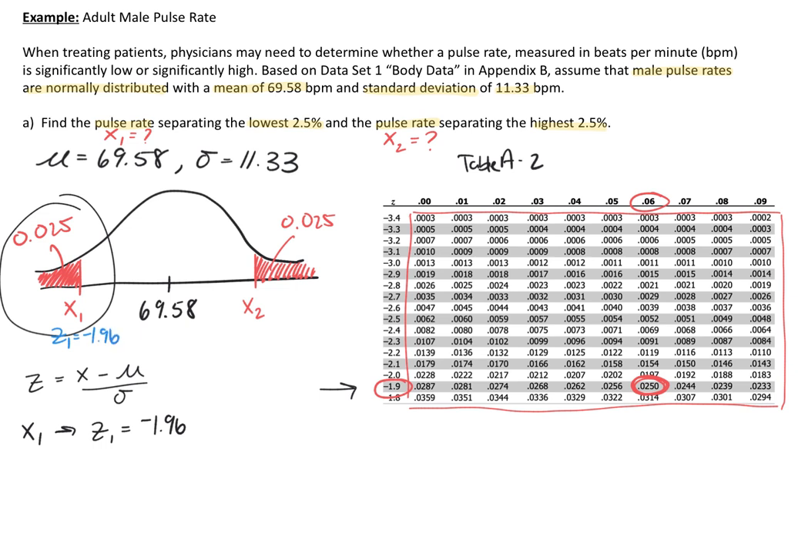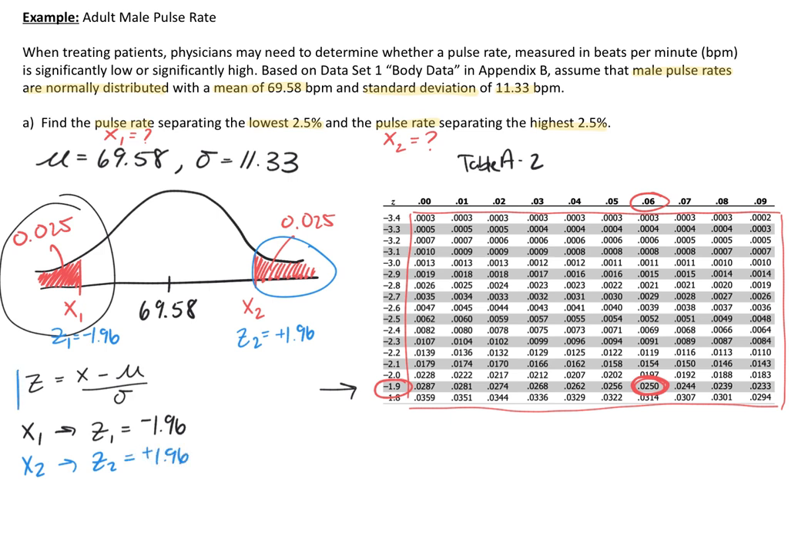Now, you can use the positive side of the z-table to find the z-score for x sub 2, but again, because this is symmetrical, and it has the same area in the tail, I know that this z-score is going to be positive 1.96, because it has an area that is the same as the left tail there. Okay, but you can double check that on the z-table if you would like. So for x sub 2, its z-score is positive 1.96.